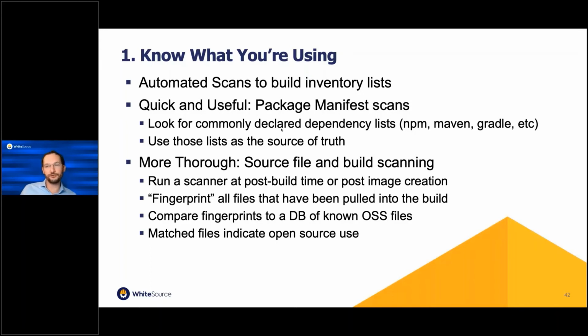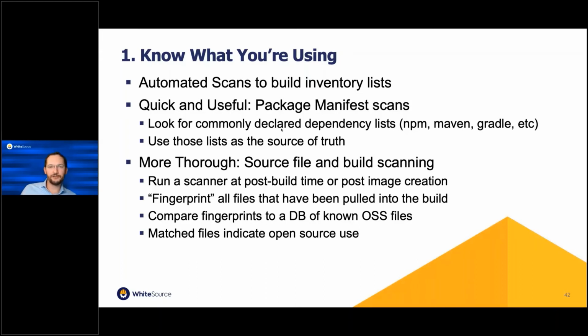And the only way to do that is with automated scans. If you've got somebody doing a spreadsheet or a Google Doc or something, you're never going to keep up. So you need automatic scans to build inventory lists. A really quick and useful way to do that is just to look at the package manifests. If you look at package files and consider them a source of truth, it's a very quick way to get a software manifest, but it's not a 100% accurate or guaranteed way.